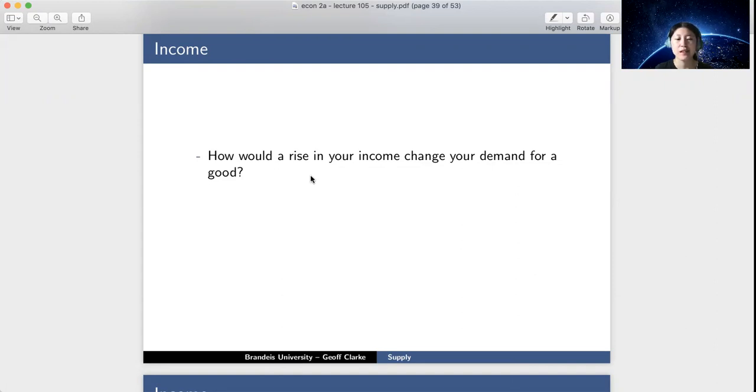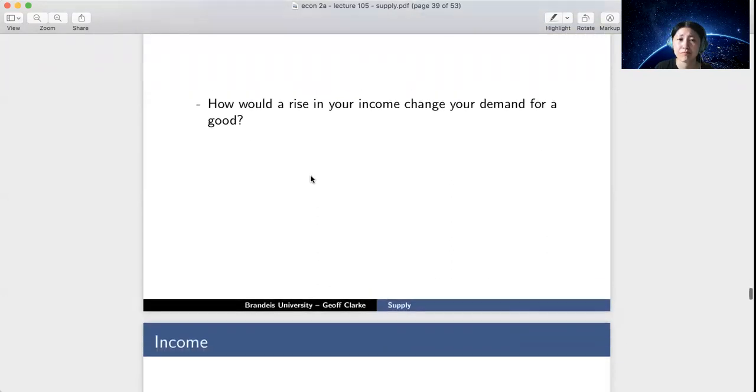So actually, the concept of normal goods and inferior goods are closely related to income and how that would affect our consumption on these two types of goods. So let's ask the question first. How would a rise in your income change your demand for goods?